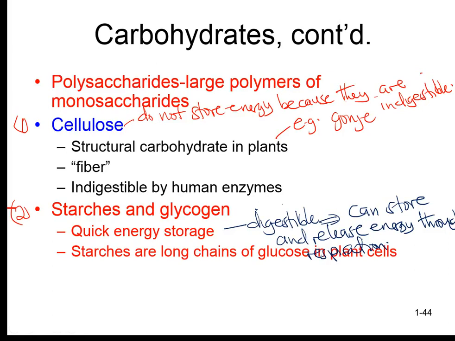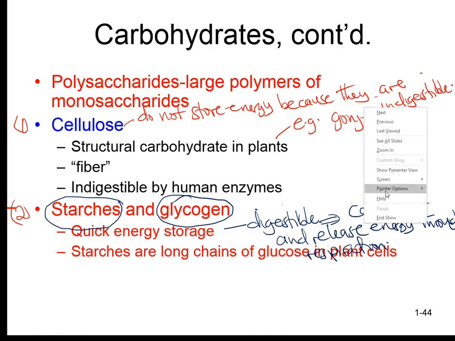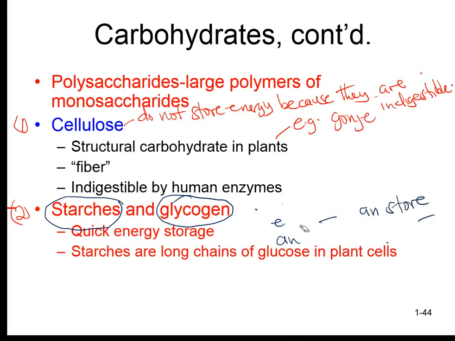Now, what is the difference between a starch and glycogen? I think you'll be asked that in your quizzes. What is the difference between starches and glycogen? The difference is that starches are long chains of glucose in plant cells. So really, where you find starches is in plant cells, but also they are long chains.